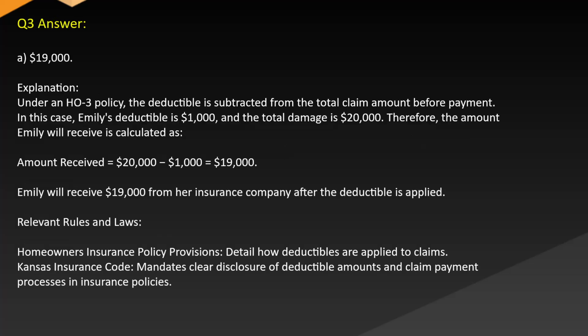Answer A. $19,000. Explanation. Under an HO3 policy, the deductible is subtracted from the total claim amount before payment. In this case, Emily's deductible is $1,000 and the total damage is $20,000. Therefore, the amount Emily will receive is calculated as: amount received = $20,000 - $1,000 = $19,000. Emily will receive $19,000 from her insurance company after the deductible is applied.